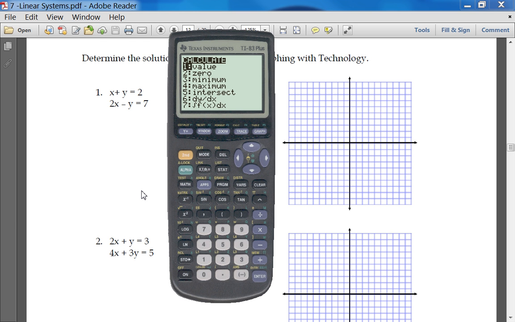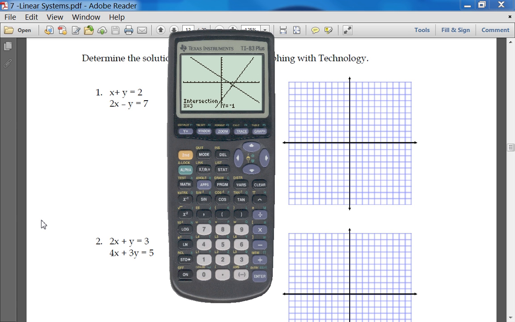So the calculate menu. And those four options above you will actually learn in probably Math 20. But number 5, that's the one you want. So you hit 5, and then all you have to do is hit enter, enter, enter. And that's the answer, 3, negative 1. So on my graph, I would go ahead and find 3, negative 1.